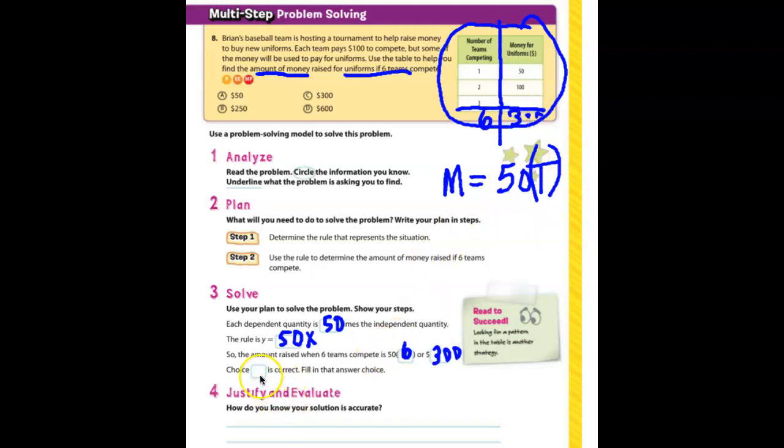Now, how do I know that I have the right answer? Up here, I said 300 was the answer. That means that C is going to be the correct answer. How do I know that's right? Well, I can go back and look over here. If my rule is 50 times T, 3 times 50 is 150. The rule is working for every single relationship, so I know that I have this correct.